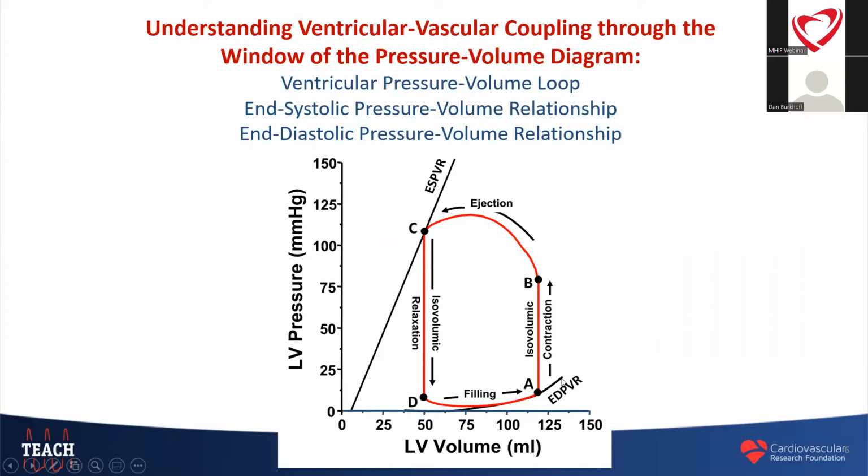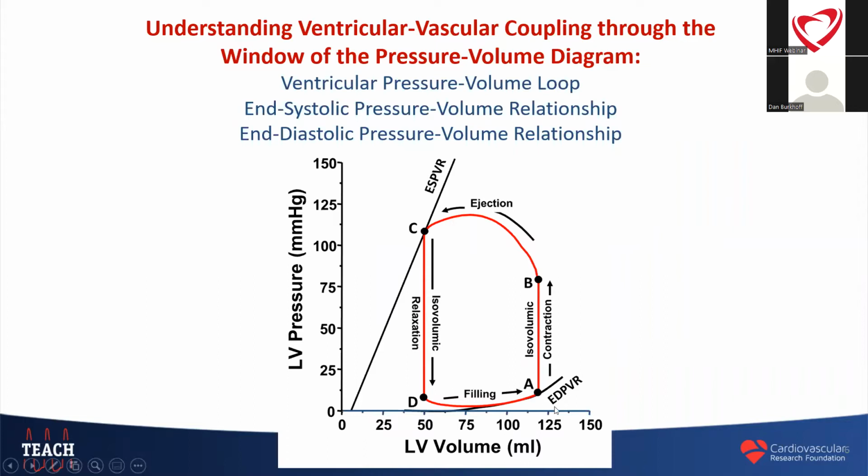The loop also sits on the end diastolic pressure volume relationship and hits at end systole the end systolic pressure volume relationship. Where the loop sits and how wide it is and how tall it is depend on the preload and the afterload. The width of the loop is the stroke volume, and the height of the loop is basically the pressure generation.